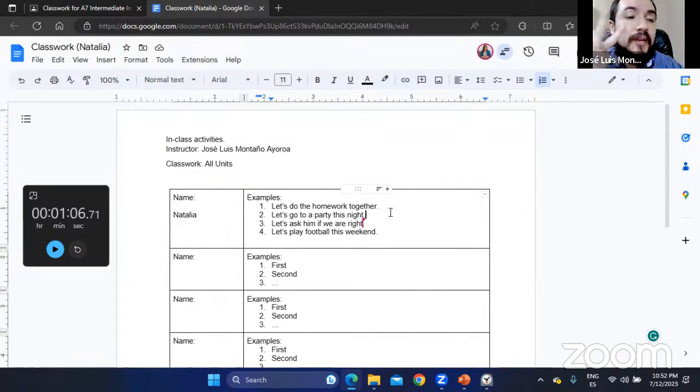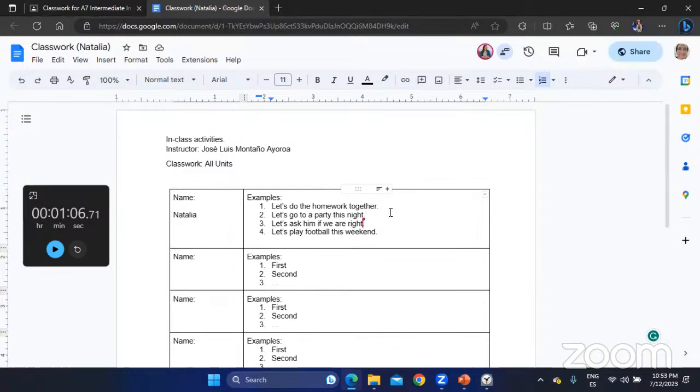Now, remember, we needed in our examples two affirmative and two negative ones. So how can you change the last two into negative?